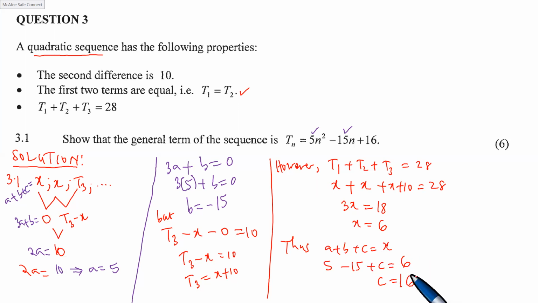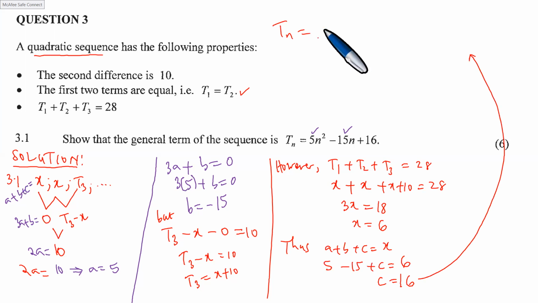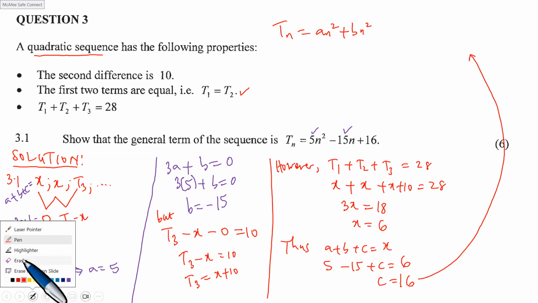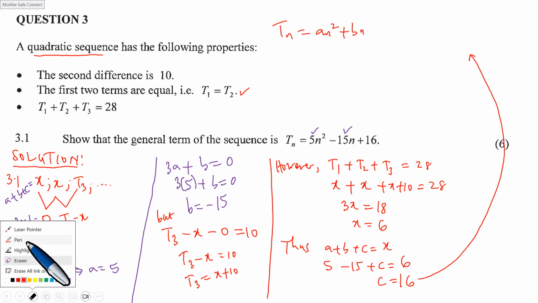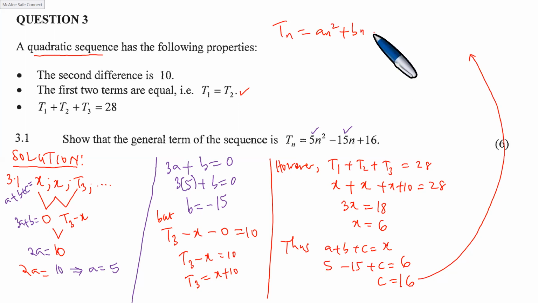Right, so at this point, what do we then achieve? Okay, from this we go up. The general formula for the quadratic sequences is An squared, plus Bn, not the squared, plus C, which means that Tn is An squared plus Bn plus C. What is A? It is exactly 5n squared. The B is minus 15n. The C is 16.